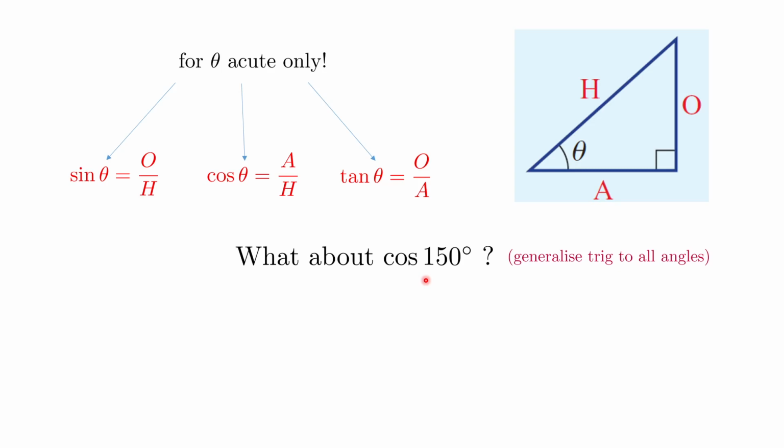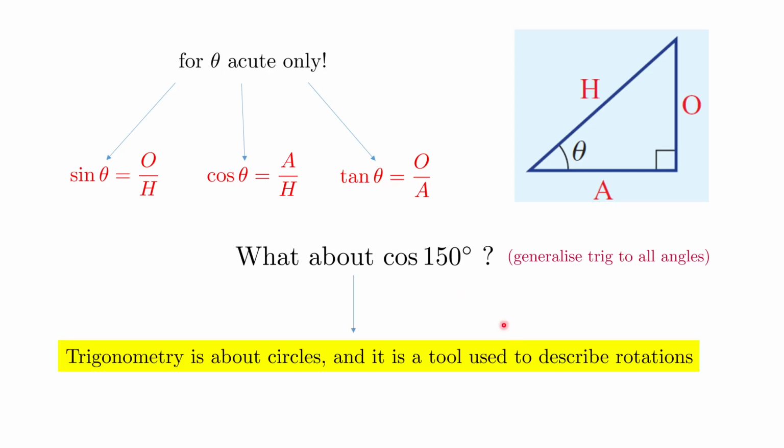The second motivation actually has something to do with rotations. Rotations are obviously something we want to be able to describe. And it turns out trigonometry is actually not about triangles like these definitions lead you to believe. Trigonometry is really more about circles, and by the time we make this generalization, you'll see that trigonometry is really a tool that is used to describe rotations.